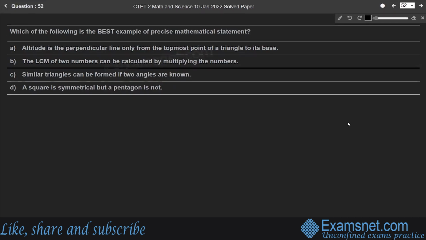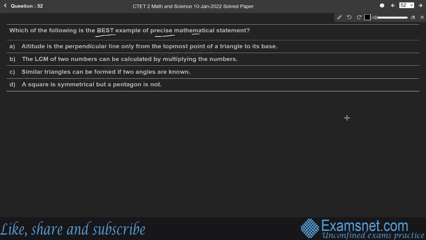Question 52. Which of the following is the best example of a precise mathematical statement? A mathematical statement is a meaningful composition of words that can be either true or false. Simply, they are known as statements. A precise mathematical statement is exactly true and correct. Here in option C, similar triangles can be formed if two angles are known is the right answer.